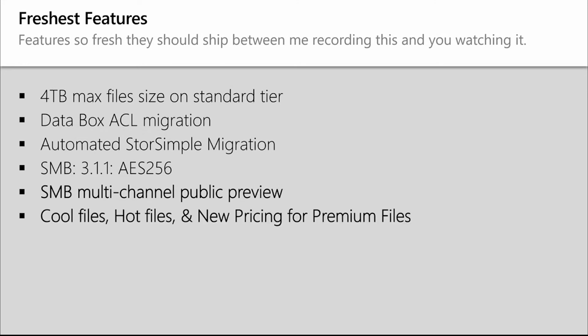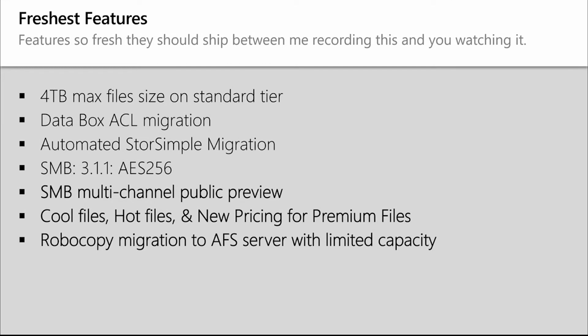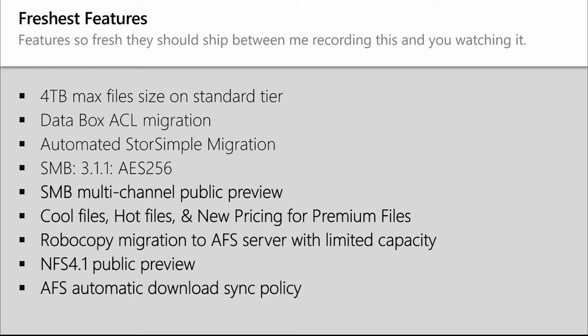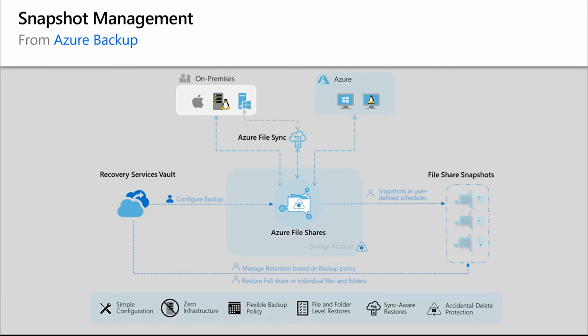We're adding new tiers, including cool files and hot files, and we're dropping the price for premium files. Robocopy can now migrate files to Azure File Sync, even if that File Sync server doesn't have enough data to hold all that information in the cache. And I'll go over more details of that a little bit later. We are adding NFS 4.1 shares. So not only will we be able to create SMB shares in Azure Files, but also NFS. For Azure File Sync, we're adding an automatic download sync policy. And I'll get into more details on that one as well. So let's jump into snapshot management.